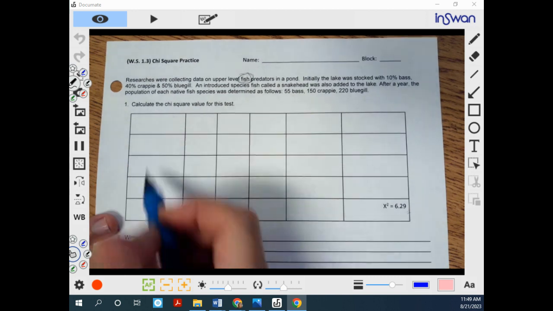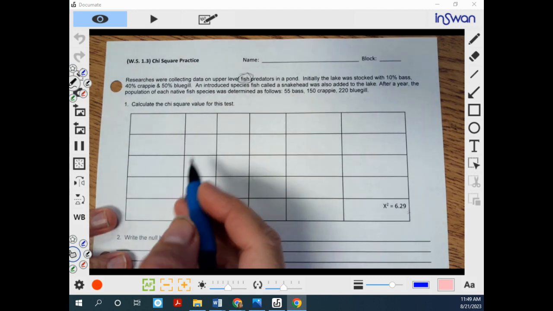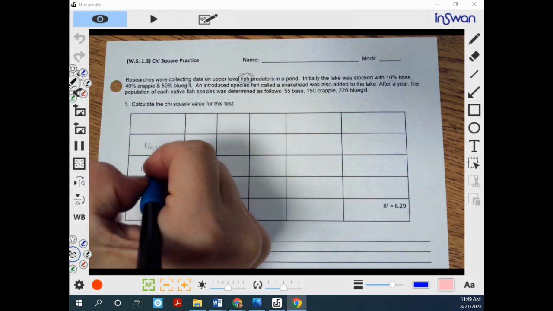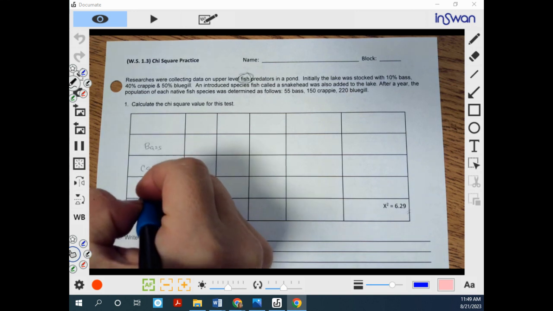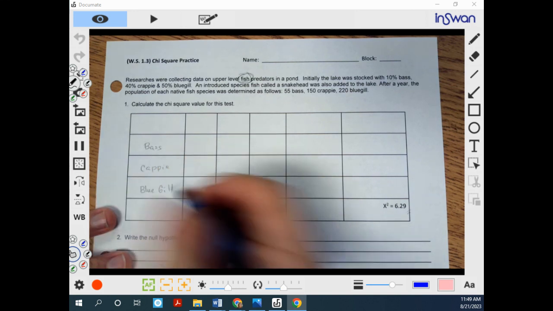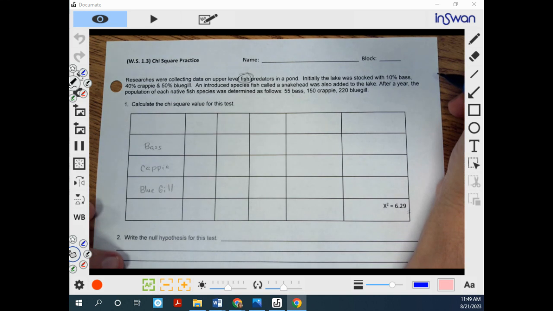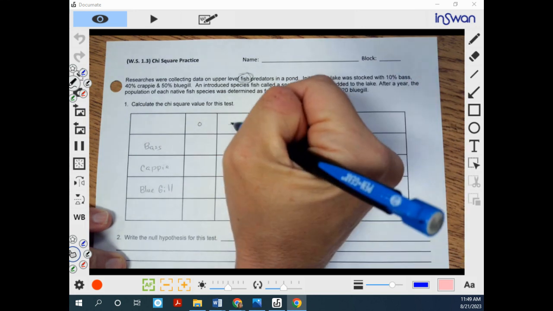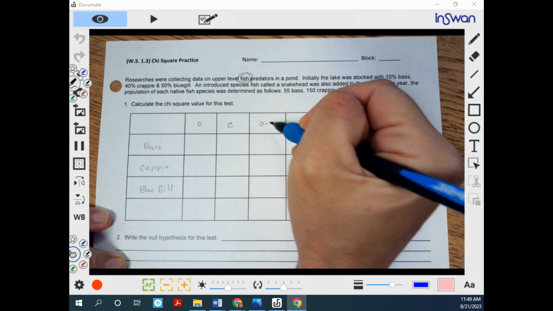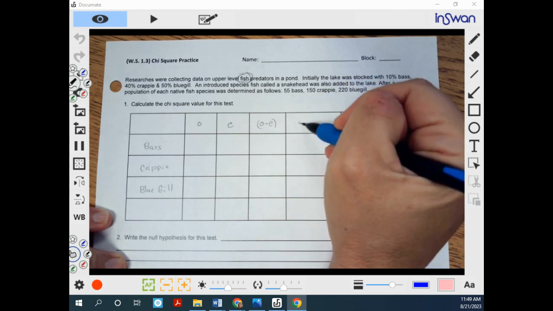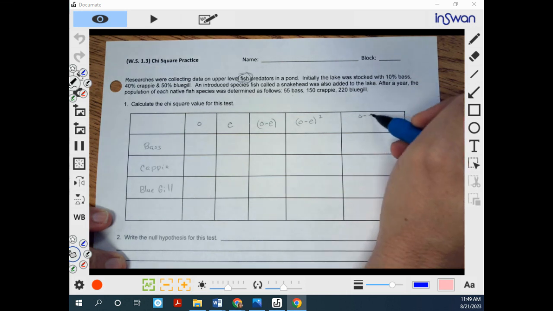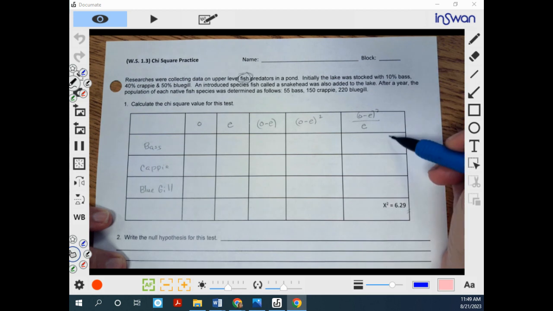Okay. So in this first column, we're going to put our categories. So we have bass, crappie, and bluegill. Now, if you remember on our chi-square formula, we have O, and then we need E, O minus E. You're supposed to take that and square it. So this is O minus E squared, and then O minus E squared divided by expected, okay? And then eventually we're going to sum those up.